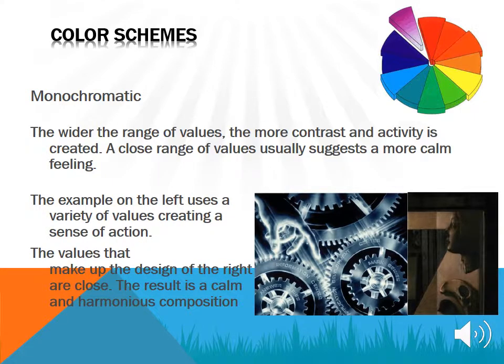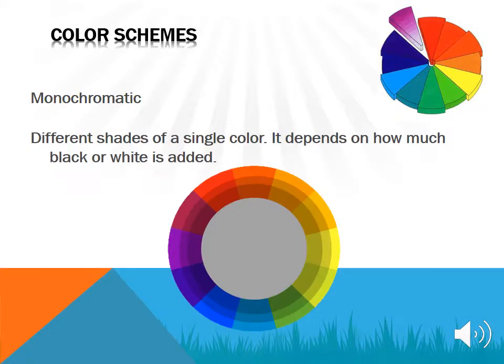In a monochromatic color scheme, the wider the range of values, the more contrast and activity is created. A close range of values usually suggests a more calm feeling. The example on the left uses a variety of values, creating a sense of action. The values that make up the design on the right are close. The result is a calm and harmonious composition.